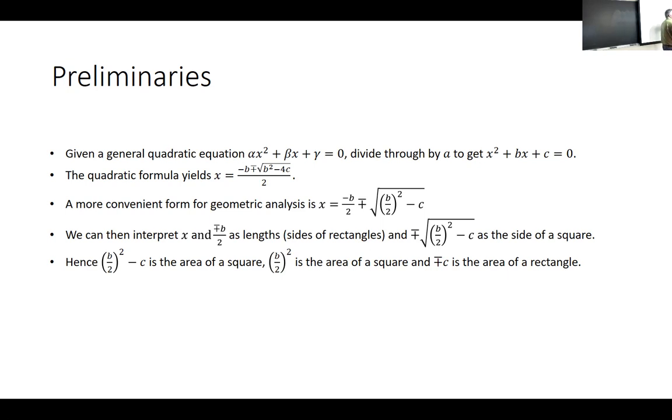And it all makes sense if you do a dimensional analysis, right? If this is an area, that has to be an area, that has to be an area. So whatever's inside of this has to be a square. This is a square, and this is a rectangle. Again, we have to worry about plus or minus c. We have to worry about whether c is positive or negative, because this has to be a positive number for it to be an area.